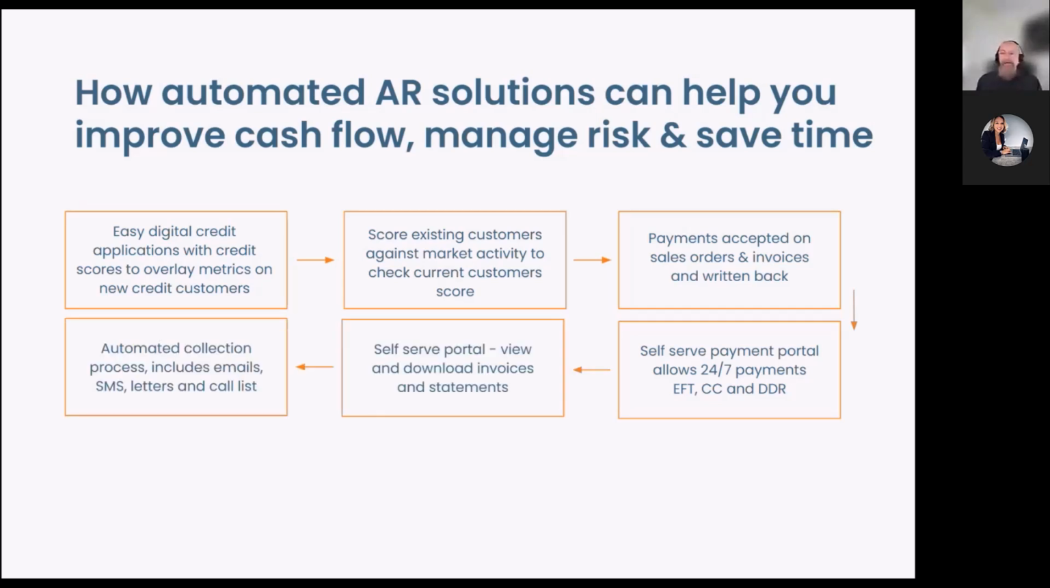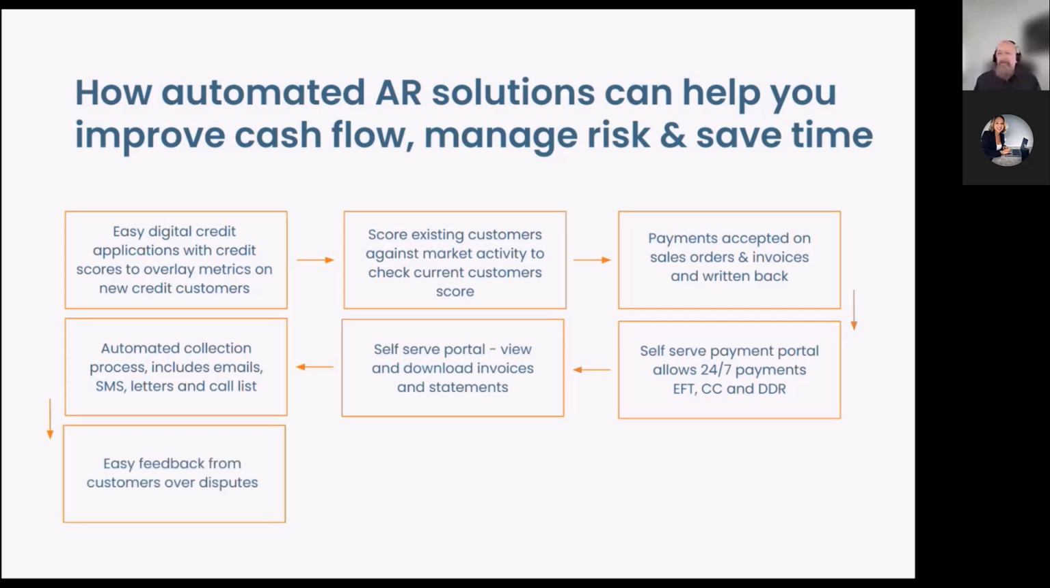And then being able to download invoices as well from the portal. If you're in AR, you know what it's like. Somebody says, oh, I haven't got that invoice. Can you send me a copy? So you've got to go into Acumatica, you've got to find the invoice, you've got to download it, you've got to email it to them. This portal gives them self-service, so they can just go and download their invoice themselves. And then, of course, the automated collection process, which includes emails, SMS, letters, and a call list.